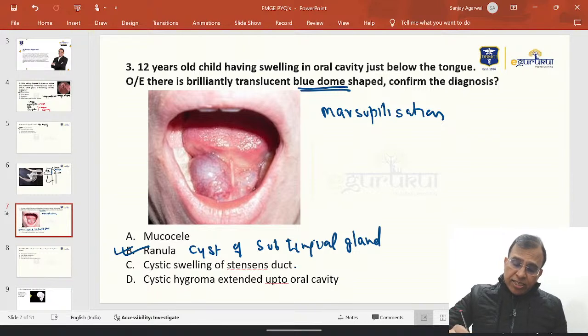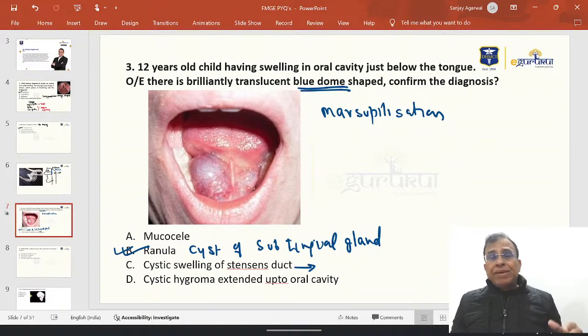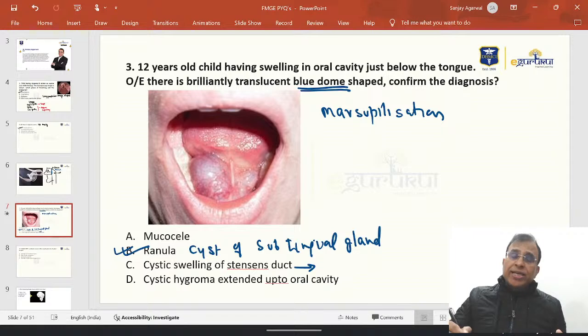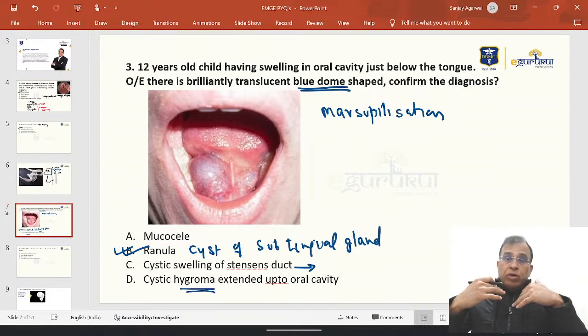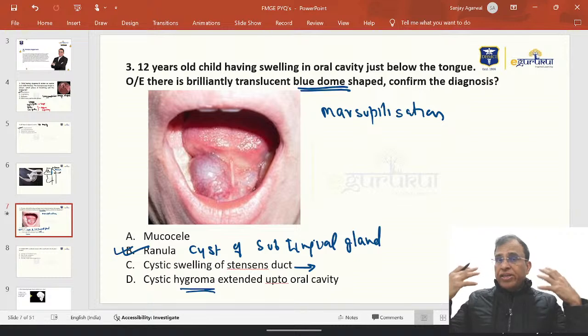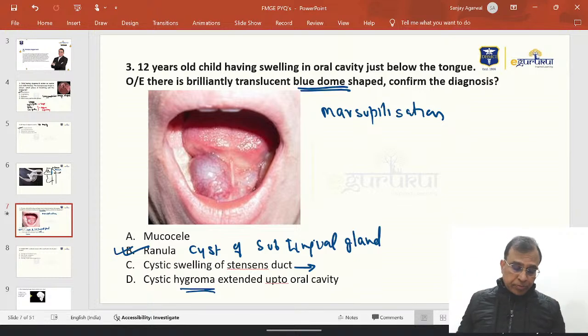Stenson's duct is a duct of the parotid gland. In Stenson's duct, swelling is uncommon. It is usually stone. Sialolithiasis is called stone in the salivary gland. And hygroma cysts are usually seen outside, not in the mouth. Usually they are seen outside on the face, on the neck, and all those areas.